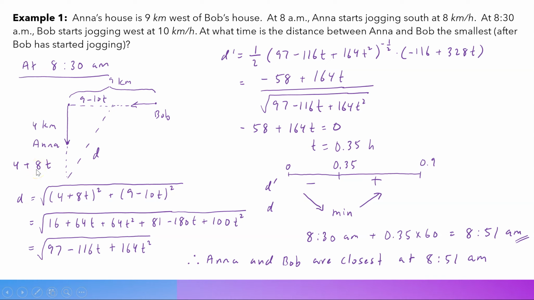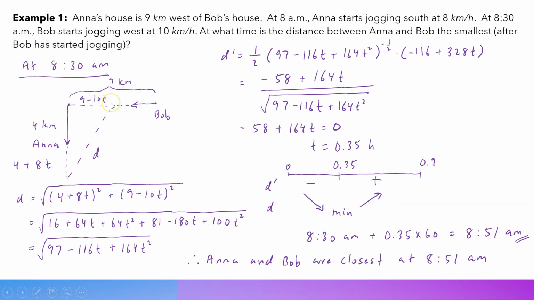And so the expression that can model Anna's distance, the distance that she has traveled from her house, is 4 plus 8t. So 4 is her initial distance from her house, and then plus 8, so 8 is her speed. So the speed times the time gives us distance. So 4 plus 8t is the expression for Anna's distance.